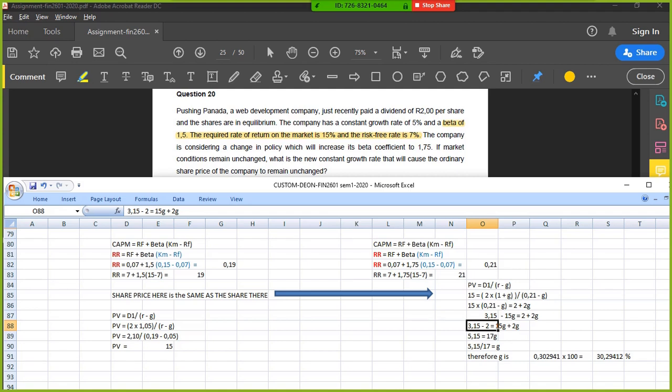3.15 minus 2 is correct, and that becomes plus. That's correct. Yeah, our working's fine. But wait a minute, that 3.15 minus 2, it's not 5.5. The 2. Oh, okay, I see.